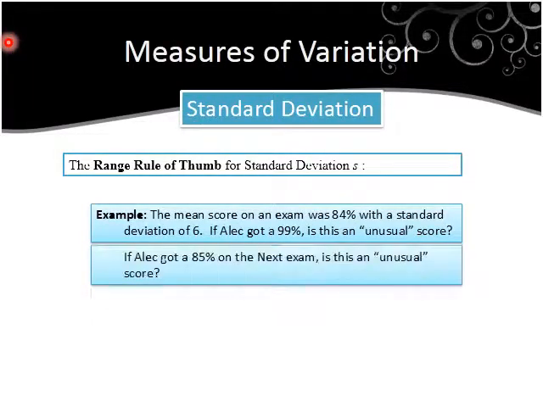If we asked a similar question, if Alec got an 85% on the next exam, is this an unusual score? Well, you have to be careful here. I'm being a little misleading. We don't know any of the data from the next exam. In other words, we don't know what the mean was, and we don't know what the standard deviation is. So without that information, we can't talk about if this is a usual or unusual score. For all we know, everybody else maybe scored 35%, in which case this is probably an unusual exam, but we don't have any information on it. So this is really a bogus question. We can't answer it.